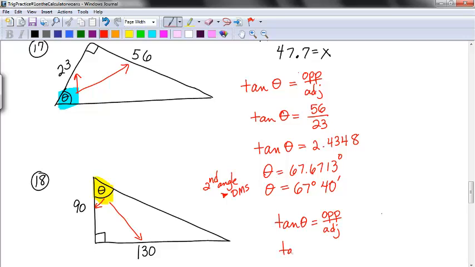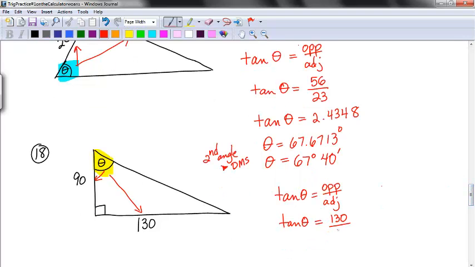So tangent of theta, our opposite side is 130. Our adjacent side is 90. Now again, a lot of people just stop when they get that on the test and they're going, well, I don't know what to do there. You've got to read that as 130 divided by 90. So on your calculator, take 130 divided by 90, and I get 1.4444.